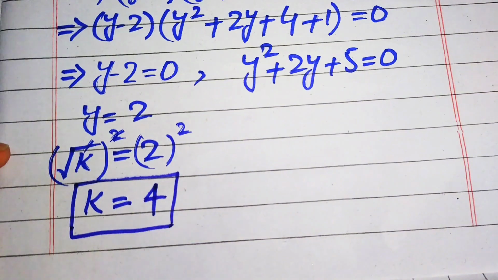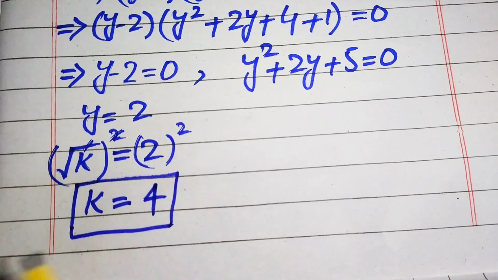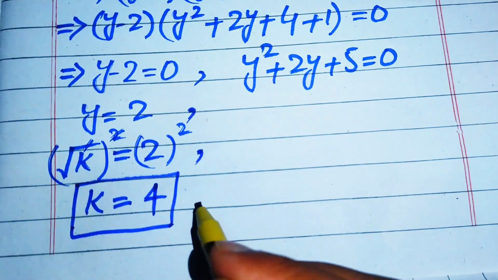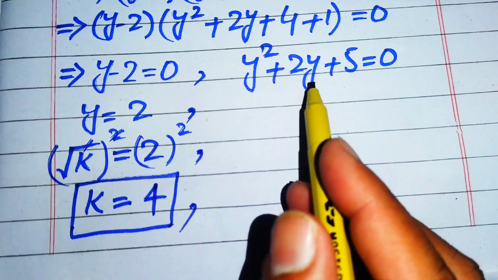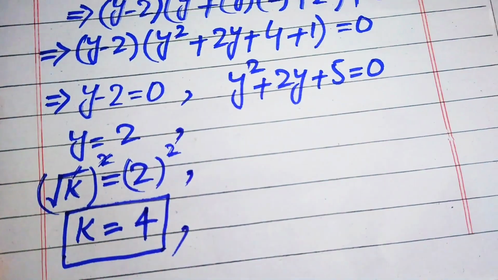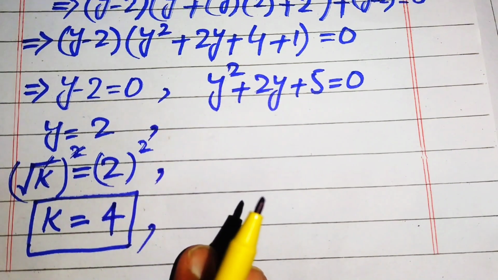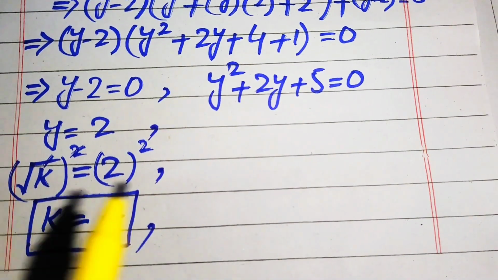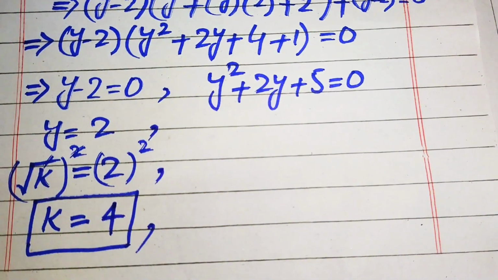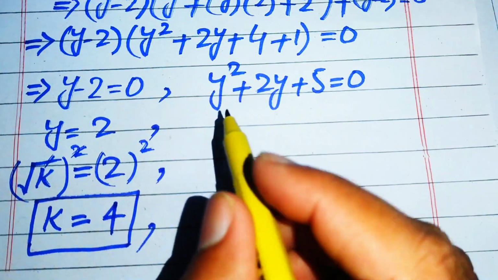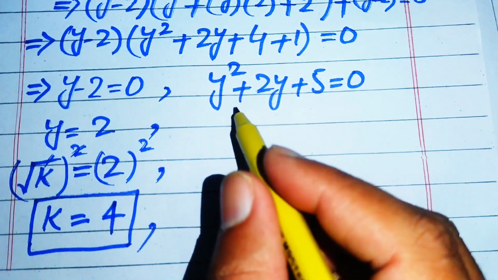So this is the first real root of the given equation, and now in order to find the other roots we need to solve the second case. In this case, first we find the values of k by using the quadratic formula, and after that we substitute the value of y and we get the other roots of k.